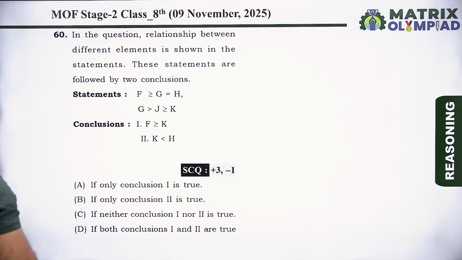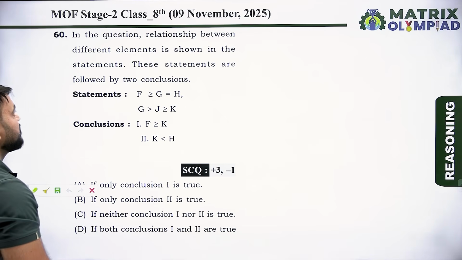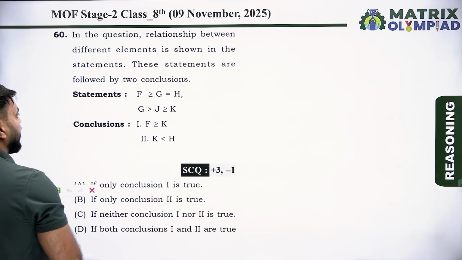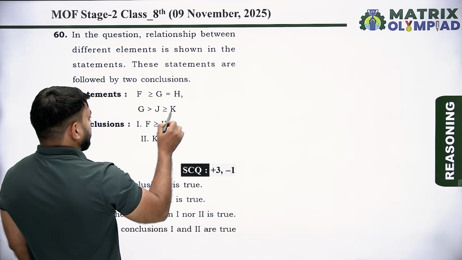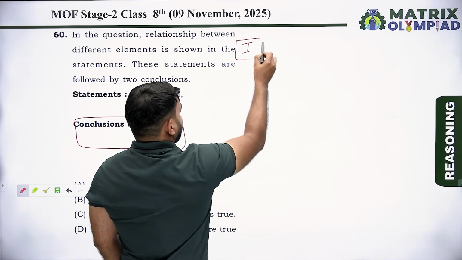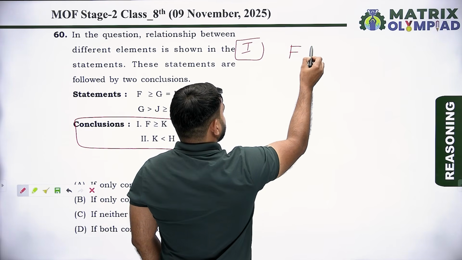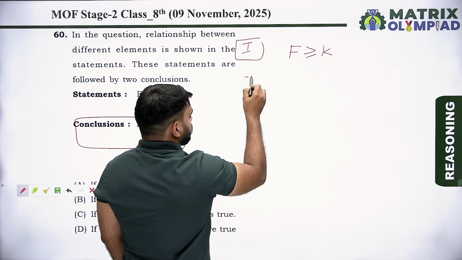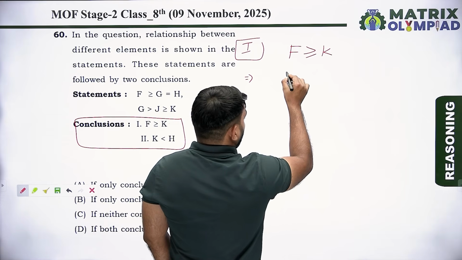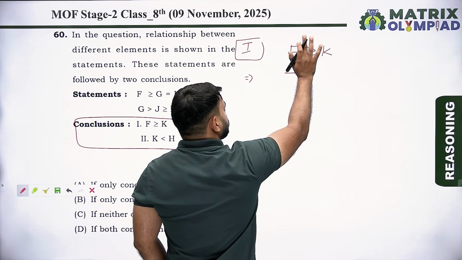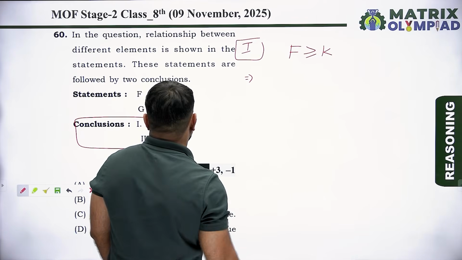So now the next question is question number 60. In the question, the relationship between different elements is shown in the statements. These statements are followed by two conclusions. So we have two statements and we have two conclusions. So according to conclusion first, f is greater than or equal to k. So we have to move from f to k in this conclusion.